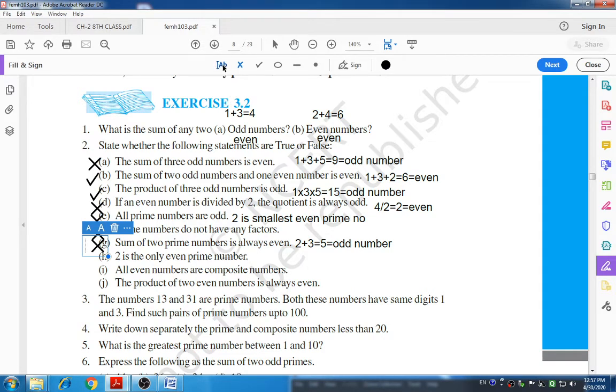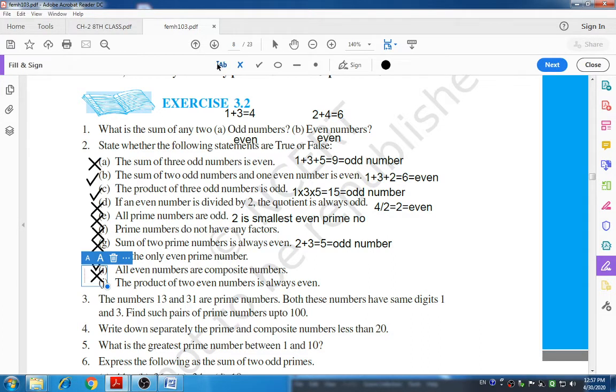Now what about the H? 2 is the only even prime number? Yes, absolutely correct. 2 is the only even prime number. Now, all even numbers are composite numbers? No, because 2 is a prime number, which is an even number. So this statement is wrong.